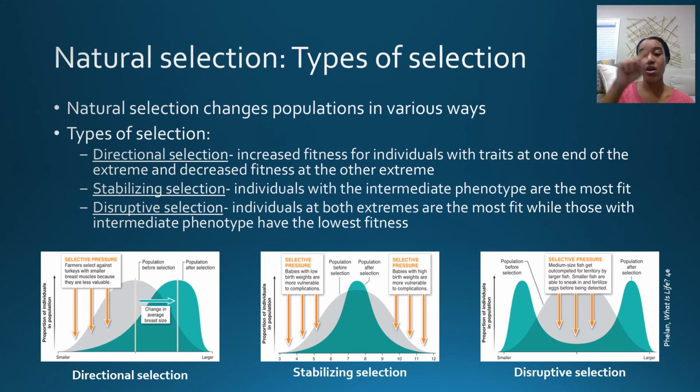And so you'll see a curve that says at one extreme there's a high population of individuals who have that extreme of the trait, and then it decreases at the intermediate, and there's a high population again of individuals that express the complete opposite extreme of the trait.